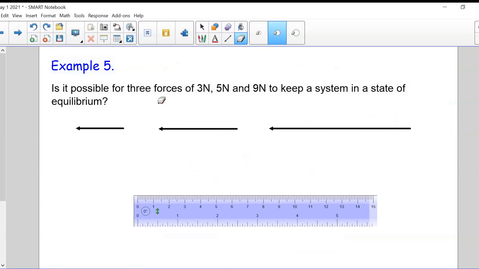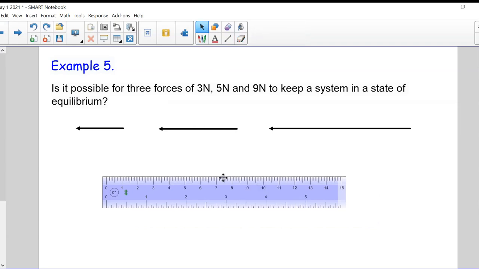What do you think, folks? A 3, 5, and a 9. And I'll tell you what the key to this is. Can I create a triangle out of these three sides? Is that even possible? Can I create a triangle? And I'll just show you. I measured these using the on-screen ruler.